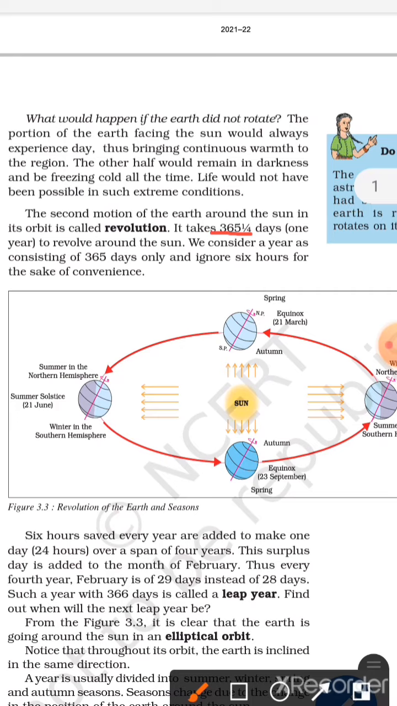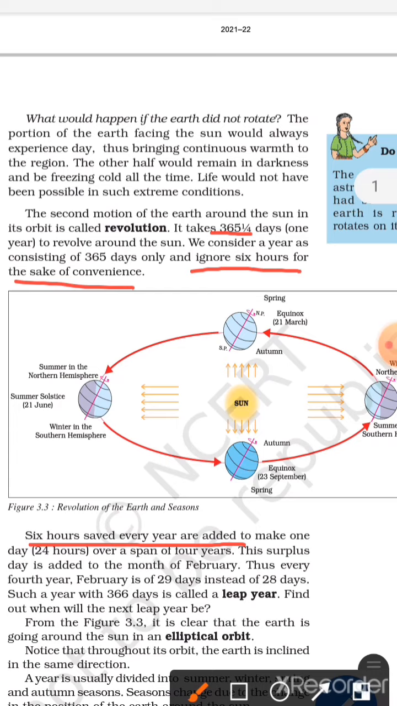So we can't consider one year as 365 days and 6 hours. So for our convenience, we have ignored 6 hours, and we just consider 365 days in a year. Now these 6 hours are saved every year. ये 6 hours एवरी ईयर के हमने जो इग्नोर किए वो सेव हो गए. And it makes 1 day.